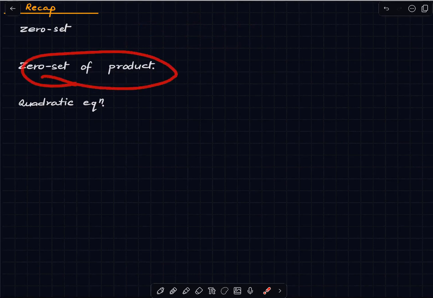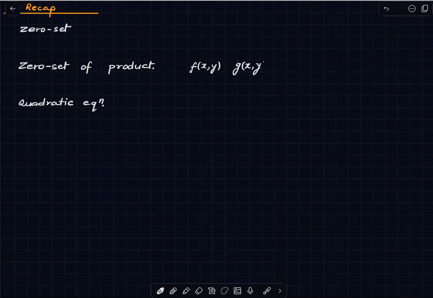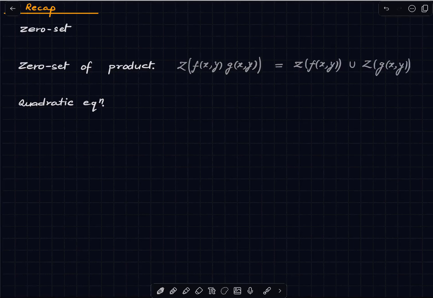Okay, zero set of a product. So suppose we are given two algebraic expressions, f(x, y) and g(x, y). Then we can multiply them to get another algebraic expression. So if f and g are algebraic expressions, then their product is also an algebraic expression. And the zero set of the product is the union of the zero sets of f and g. Right? This is a very simple fact.